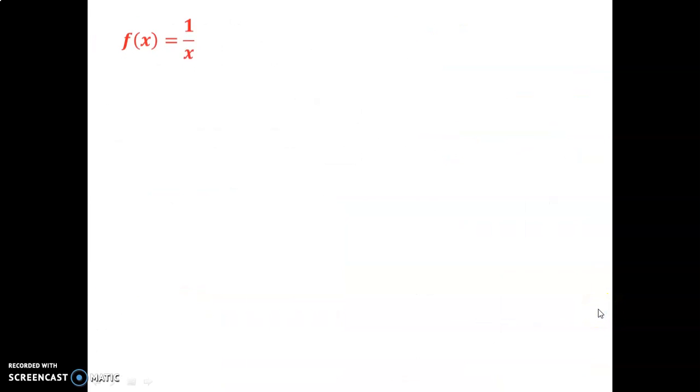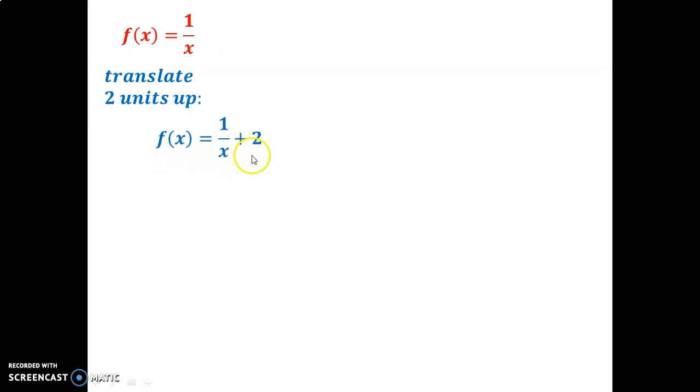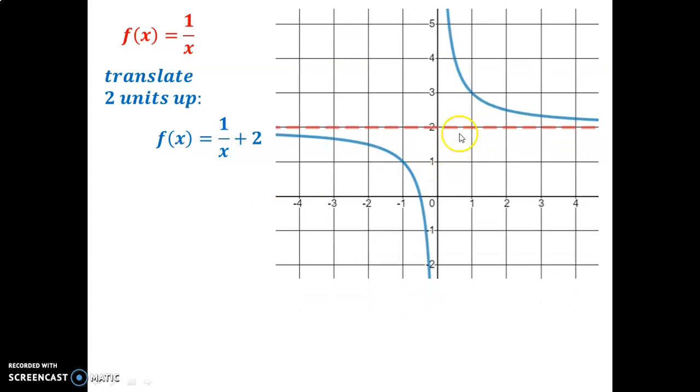Okay, so now let's move on with our transformations. Let's say we had our basic reciprocal function and somebody said translate it 2 units up. Well, the function would look like this, right? We add 2 to the entire function. So we know that will move the whole thing up 2 units. And now, there's our graph, right? Here's the y asymptote at y equals 2. The whole graph has moved up 2 units.